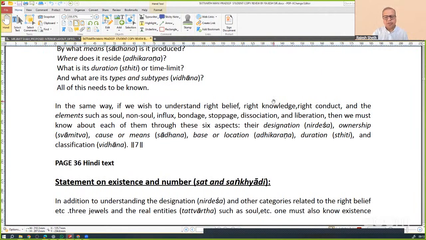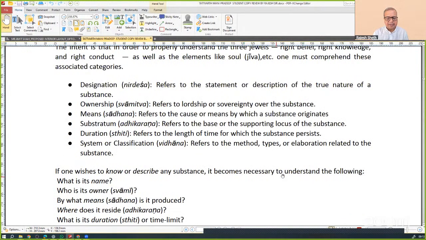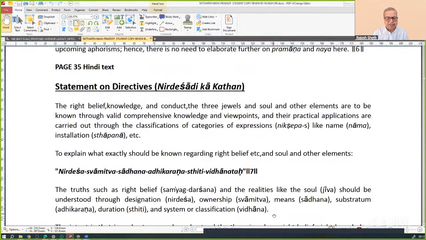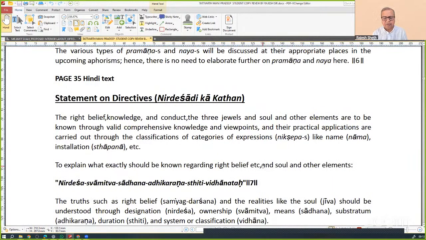So you see, this is the solution number 2. Nirdesh is nothing but name. Designation is name. It refers to the statement or description of the true nature of a substance. So you see, what is its name? That answer will come from nirdesh. Then, who is its owner? Swami. So that will come from ownership, which refers to lordship or sovereignty of the substance.